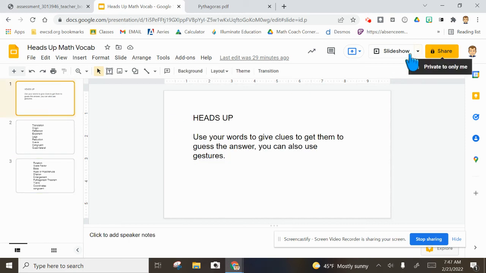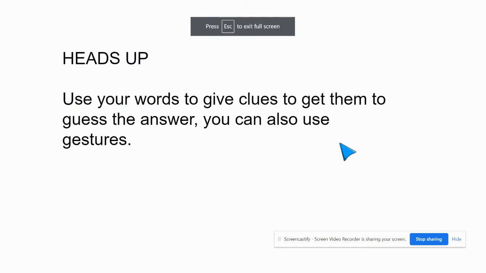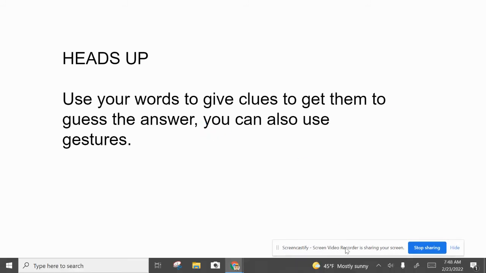All right, now I have a slideshow here for you guys to do a heads up activity. Remember, heads up, use your words to give clues to get them to guess the answer. You can also use gestures. That means using your hands or whatnot, okay?